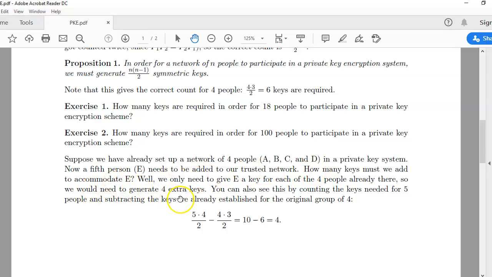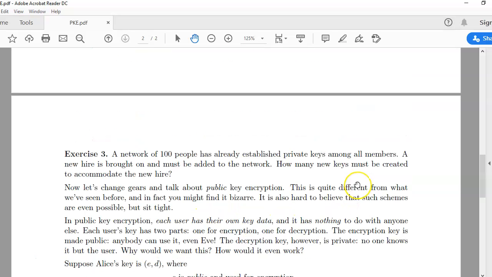Well, all you got to do is give Edward a key to match every one of the 4 people. You need an Alice Edward, a Bob Edward, a Carl Edward, and a Denise Edward. So you only got to give 4 more keys. So all you got to do is generate 4 more keys to accommodate one person, right? One for all of the 4 pre-existing people, right? You can also get that by counting the keys you would need for 5 people and subtracting it out from the keys you already knew that you needed for a group of 4. So you have to count for 5 and count for 4, and lo and behold, the difference is 4, okay, as you would expect. Right?